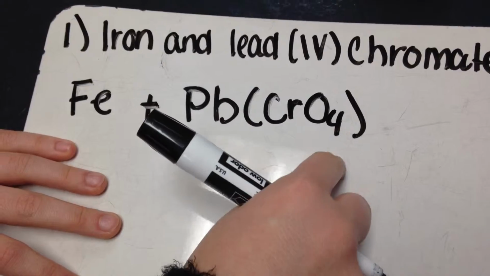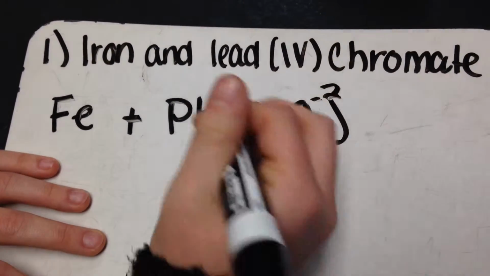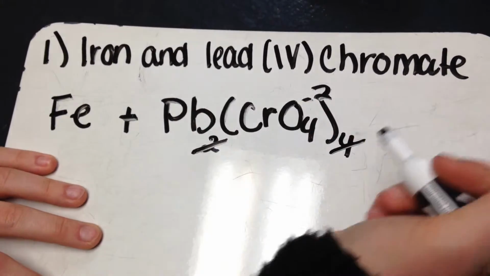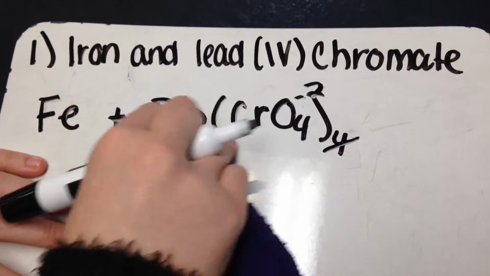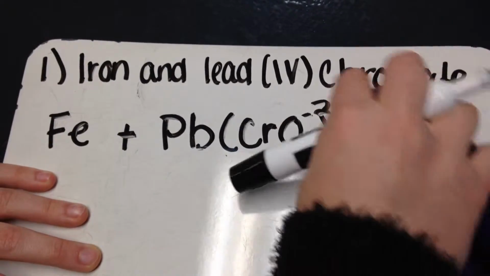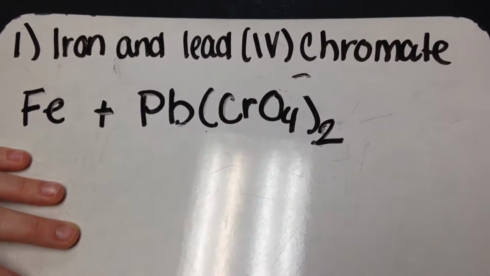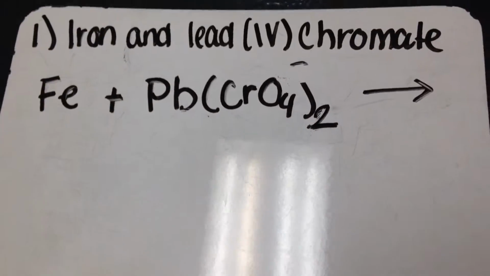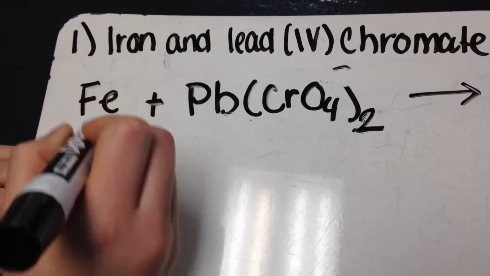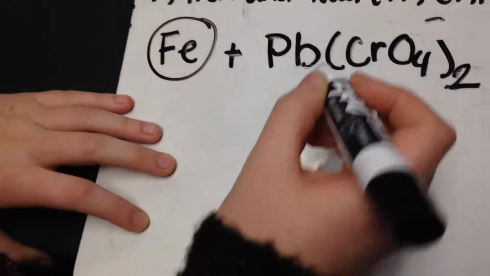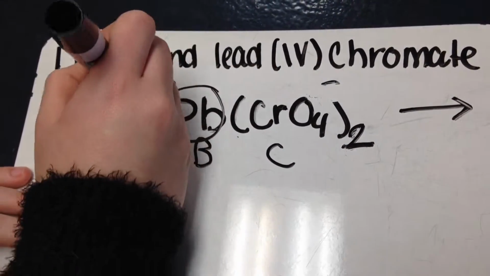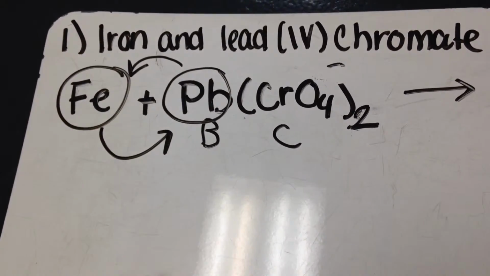Because chromate is CrO4 -2, this would be 2 over here and this is 4, but you cancel those out, and this becomes PbCrO4. With a single displacement reaction, you are now switching A over here, and this is B, C, and you're switching B and A. In order for this to happen, you have to check your activity series.